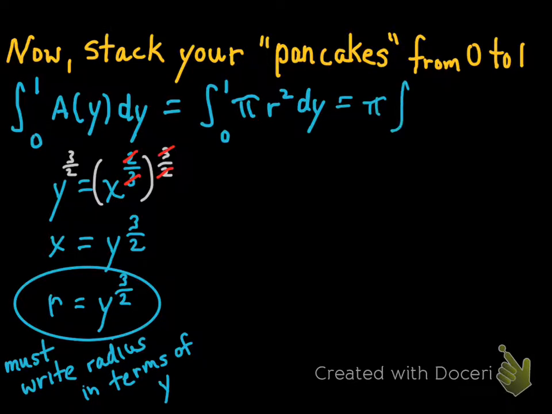So here's the pi factored outside of the integral, and the radius is y to the 3/2 power. We're stacking pancakes from lowest level 0, highest level 1. These are y limits of integration. Here's our radius, y to the 3/2 power. Don't forget, we've got to square that radius.